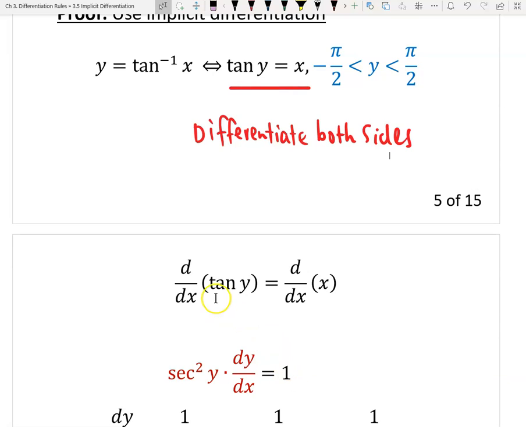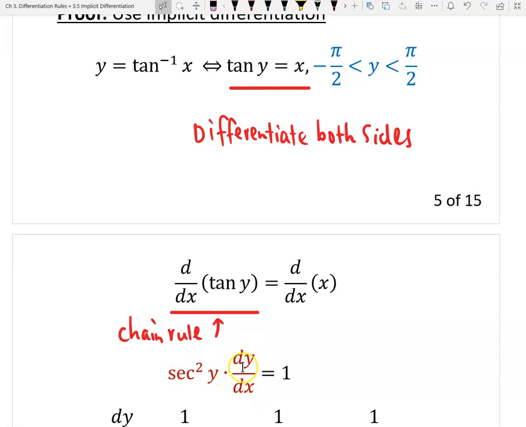The right is still 1, but the left is still chain rule, right? Here, still chain rule, because y is a function of x. Y is the inner, y is a function of x. That's chain rule again. If we use the chain rule, can you see? We have the derivative of the outer times the derivative of the inner.